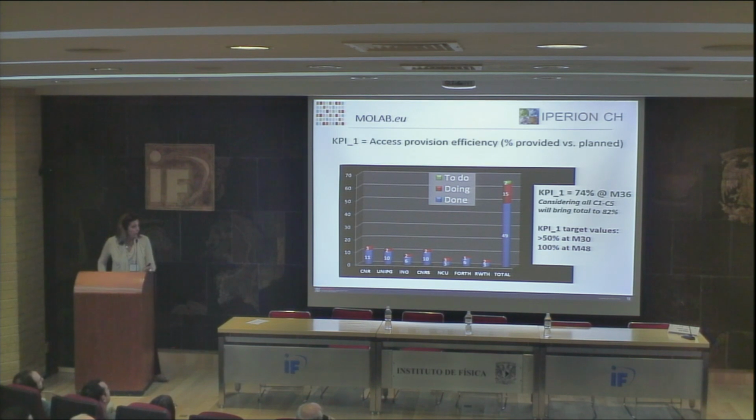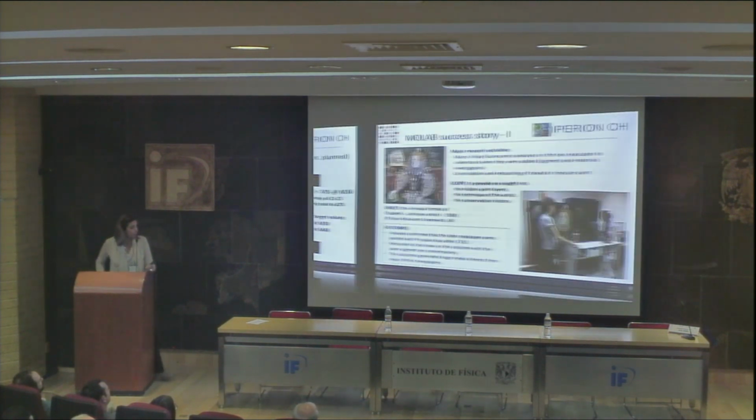A bar plot of our KPIs, not to say that we are good, but simply to show that we have many requests, and our access provision efficiency was 74% at month 36, but we are supposed to make all our accesses by the end of the project.